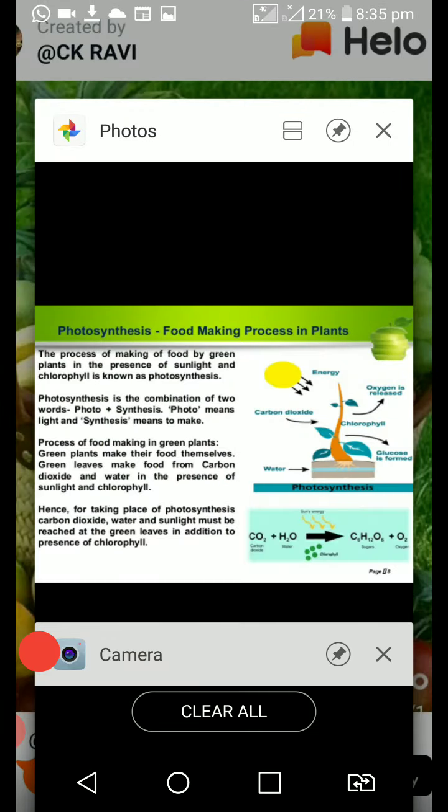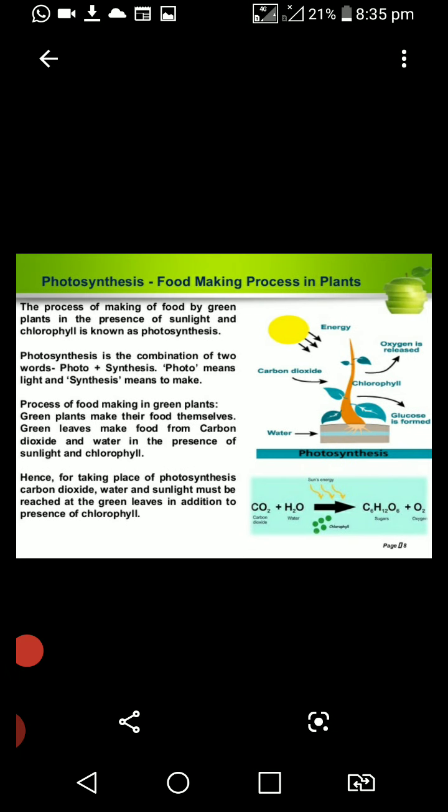Next, we can study the definition of photosynthesis. The process of making of food by green plants in the presence of sunlight and chlorophyll is known as photosynthesis.